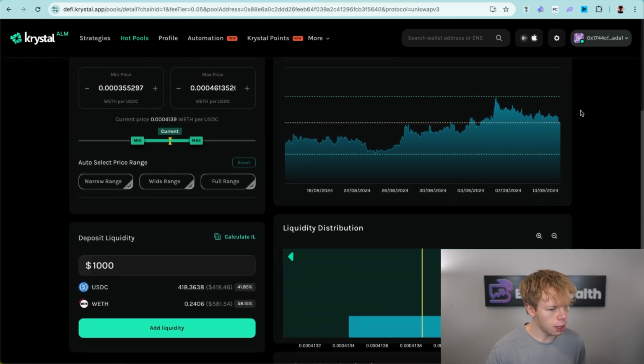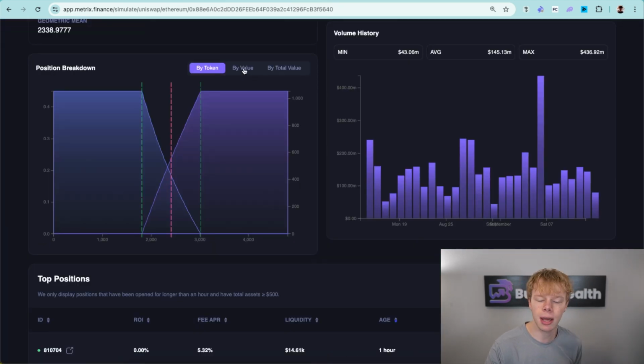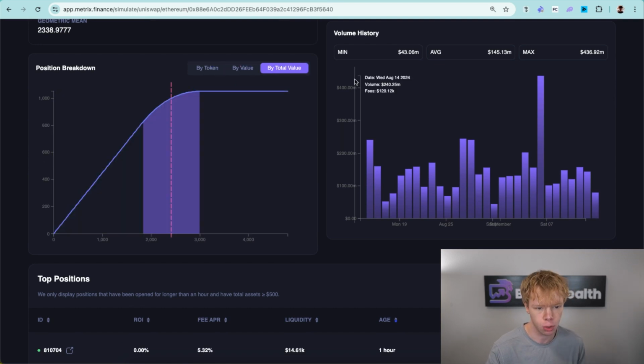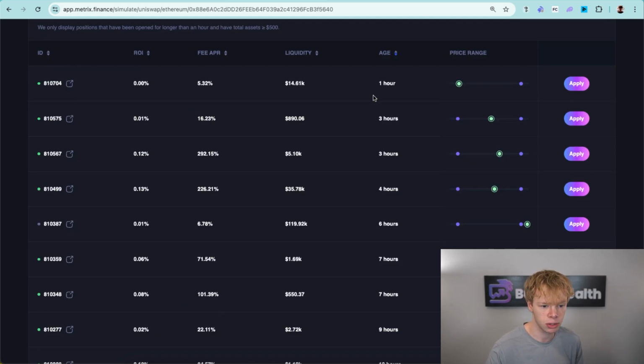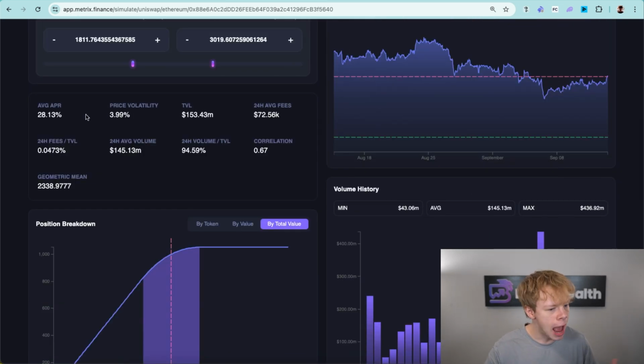Once again, it's a similar interface to Metrix Finance, but Metrix Finance still trumps all these other tools when it comes to actual analytics. As you can see on Metrix Finance, you can see how your position performs by token, by value, and by total value. You can also see the volume history, which also showcases the daily fees, and then we can also see the top positions for this pair. Not only that, we will see average APR, we'll see price volatility, TVL, 24-hour average fees, 24-hour average volume, the fee to TVL, and the volume to TVL metric, and even the correlation for this liquidity pair and geometric mean for our range.